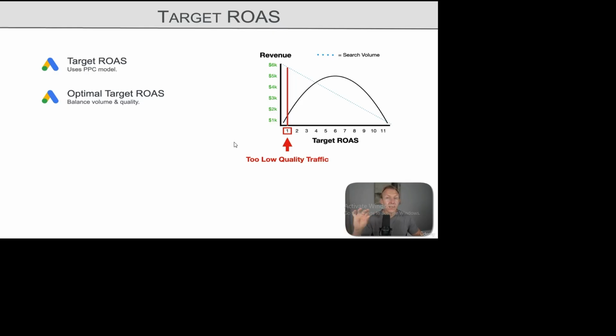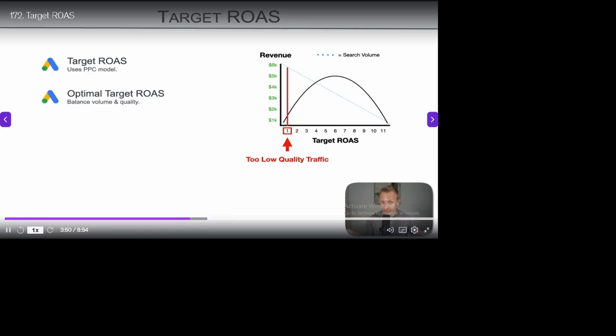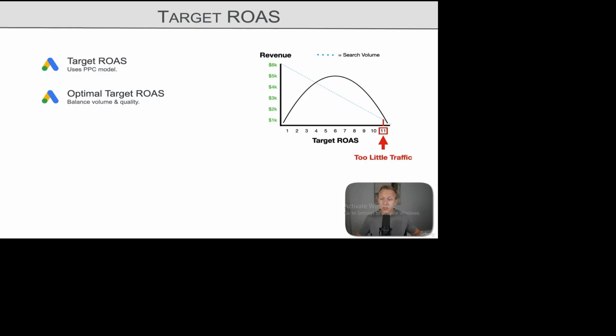Tons of traffic, very little quality, they're not interested in actually buying. And the opposite is true at the other end. So let's say you put a target ROAS of 11. Well, that means that there are going to be very, very few people out there when you're targeting your ROAS at 11. Volume goes down, so there won't be enough traffic to actually target in order to start getting results. And that is also why the revenue is going to rock bottom when your target ROAS is at 11. So the optimal volume plus quality of that traffic is going to be somewhere in between.